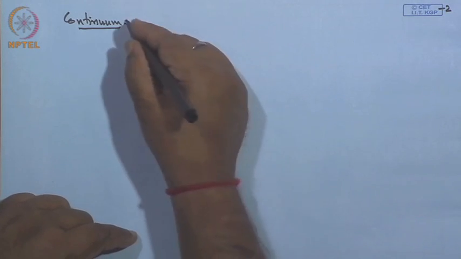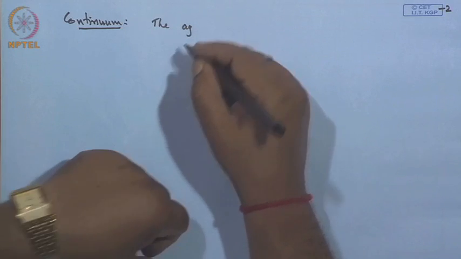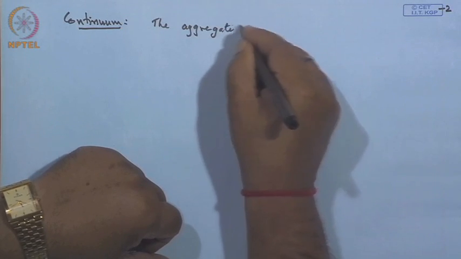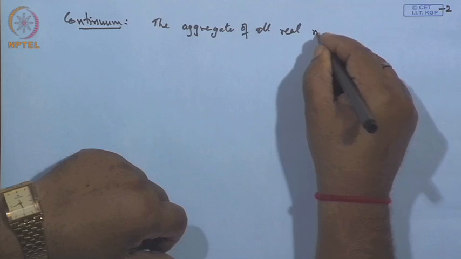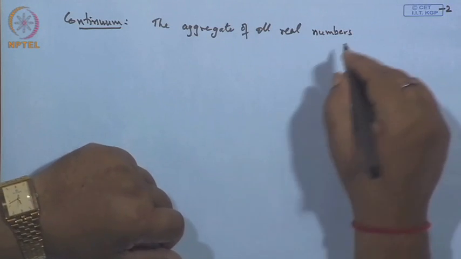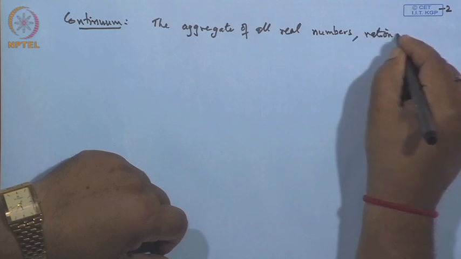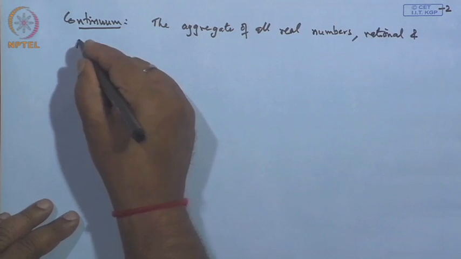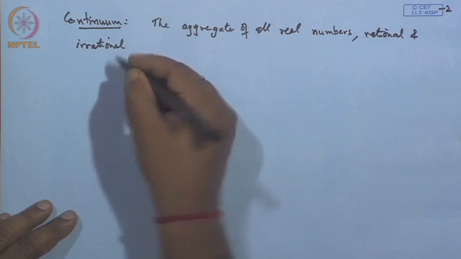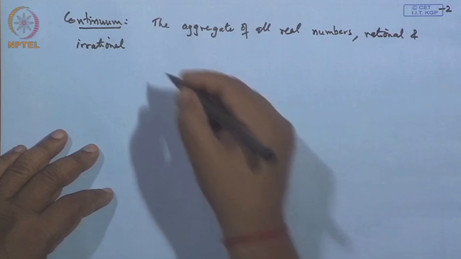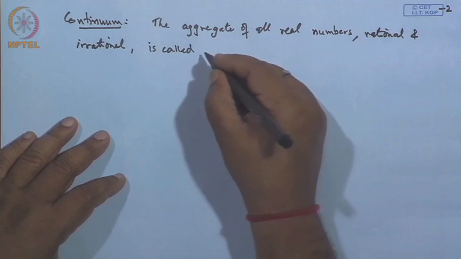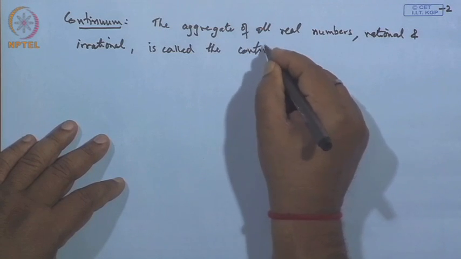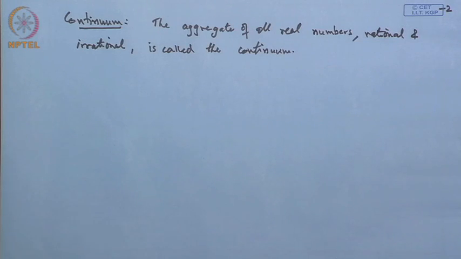The aggregate of all real numbers, that is rational and irrational, is called the continuum. So, basically the set of all real numbers, the aggregate of all the real numbers, rational and irrational, we call it a continuum.